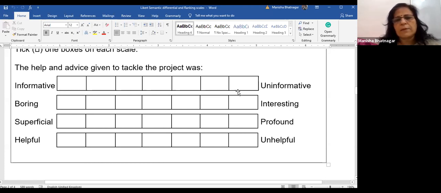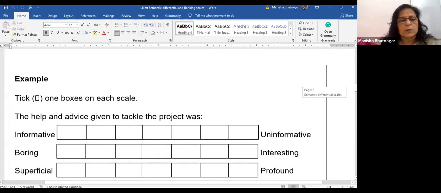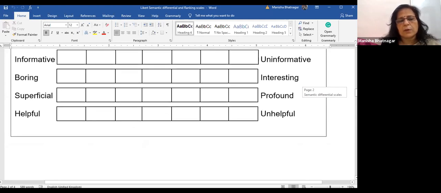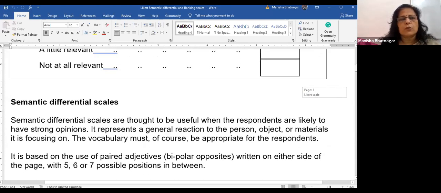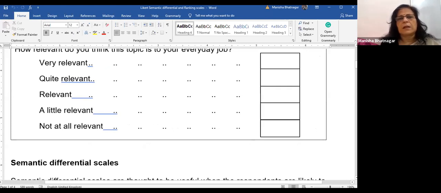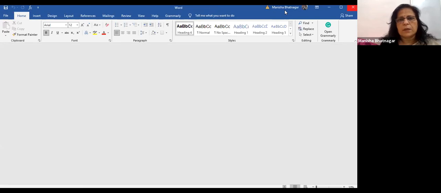So you can just add up the numbers for all the items, and then you can see what the result is. So here strong opinions are required from people. So these are the two kinds of scales that we do. And let me just share the PowerPoint again.